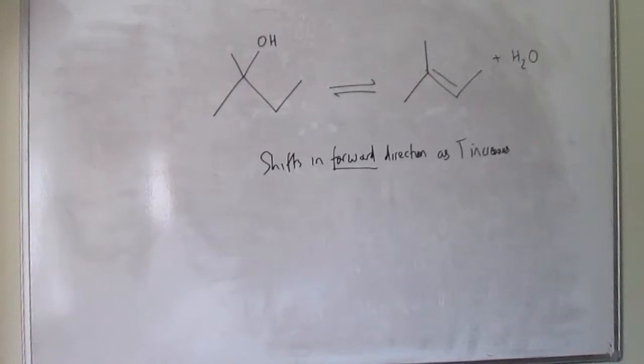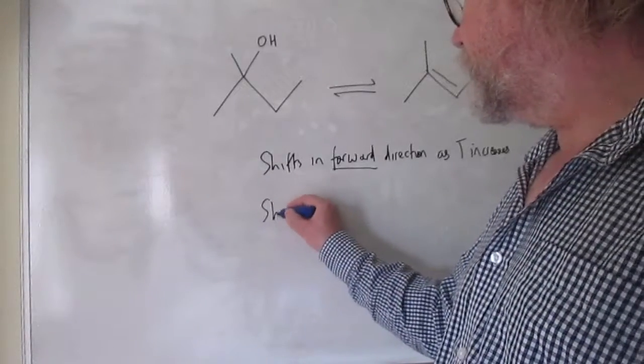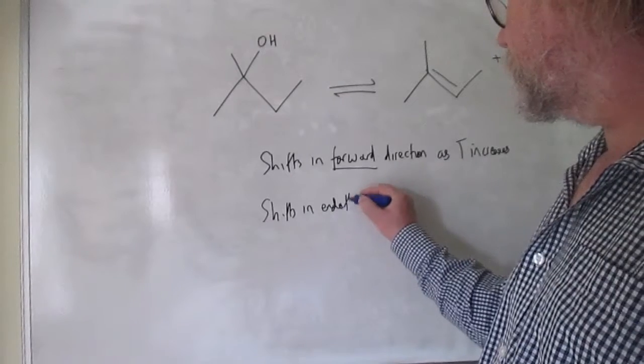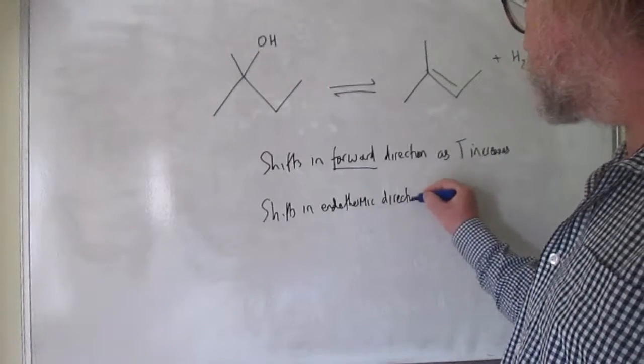And then you apply Le Chatelier's principle, which says that when you increase the temperature, it will try to oppose that, and the way it opposes it is by going in the endothermic direction, because endothermic takes away heat and therefore opposes the temperature increase. So that's your second bit of information, that it shifts in the endothermic direction to oppose a temperature increase.